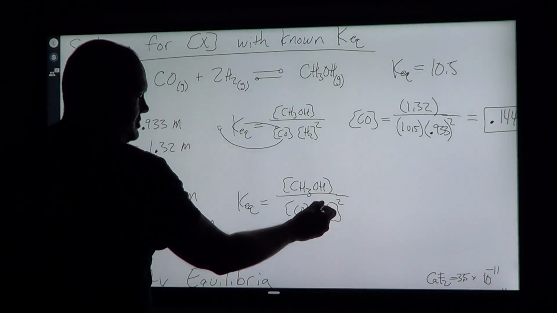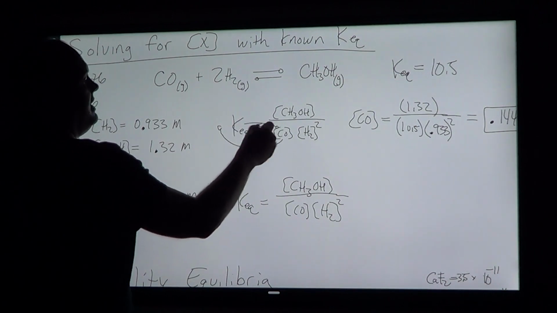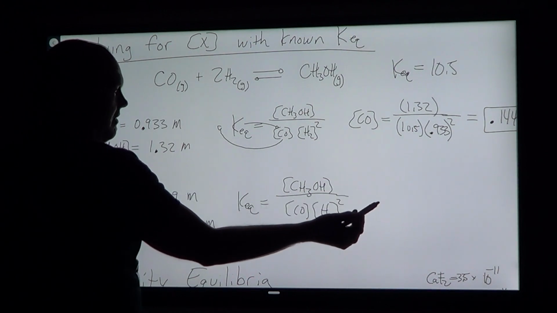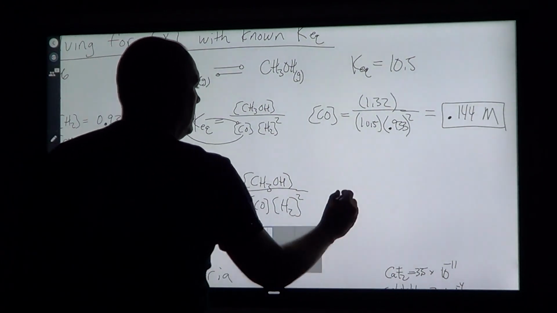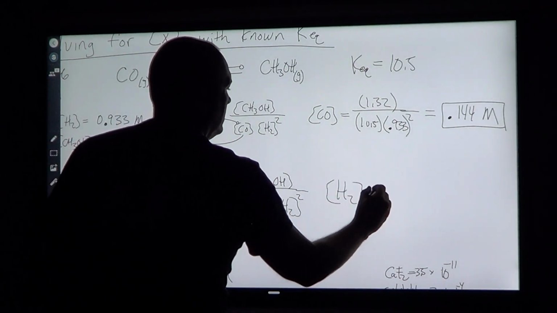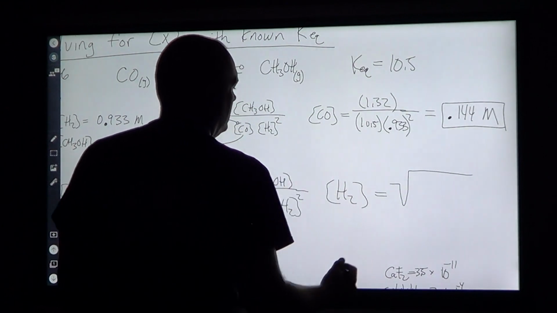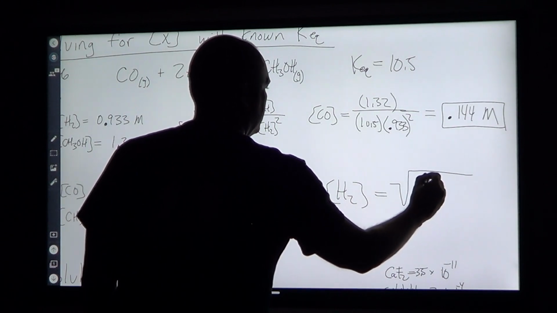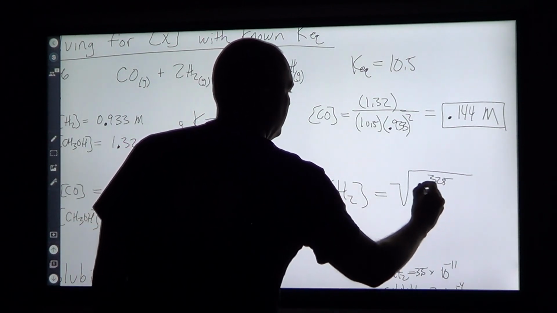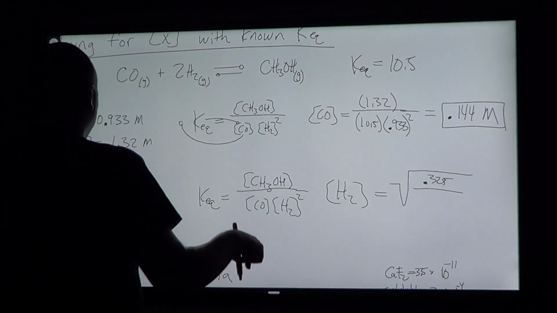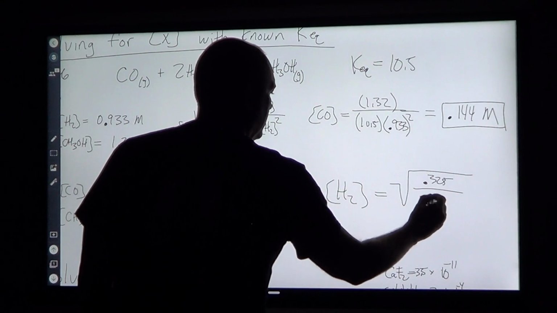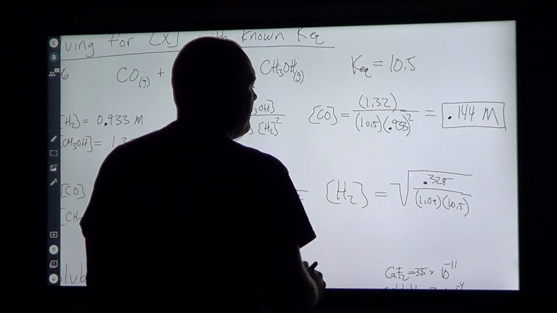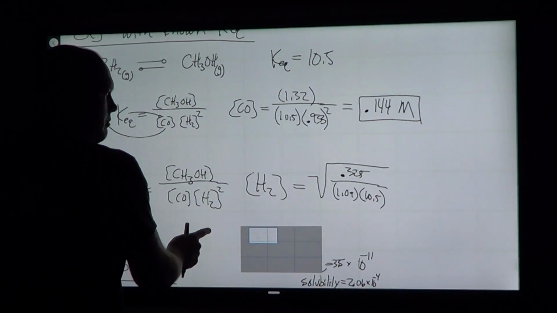But now we're solving for H2. So just like up here where we had to swap the KEQ and the CO, we're going to do the same thing, but then we need to get that squared out of there. So what we're going to end up doing is the concentration of H2 is going to be the square root of the CH3OH, which in this case is 0.325, divided by the concentration of CO, which is 1.09, and the KEQ, which is 10.5. And again, we're going to grab our calculator.